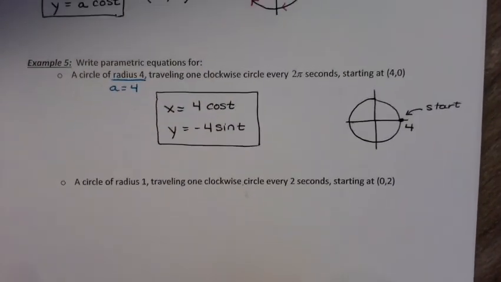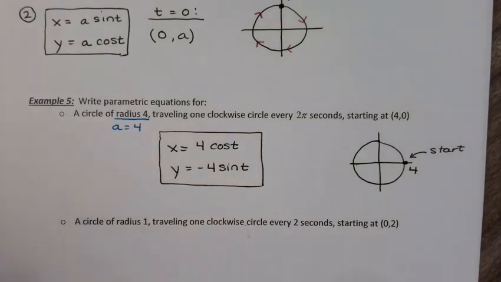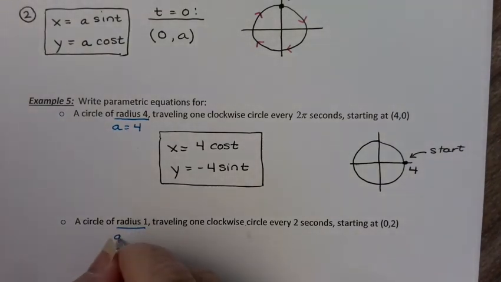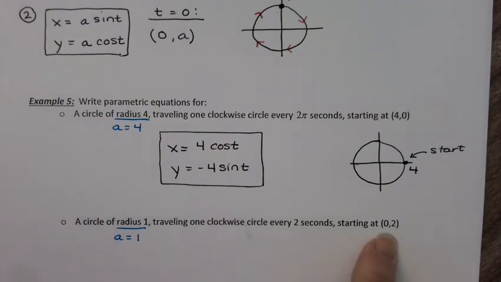All right, compare that to the next one. We want a circle of radius 1, so this time a is 1. We want to go clockwise again. We want to go once clockwise every 2 seconds. And we want to start at 0, 2. So let's see, I am going to have to change the period this time. I'm going to have to be careful with that.